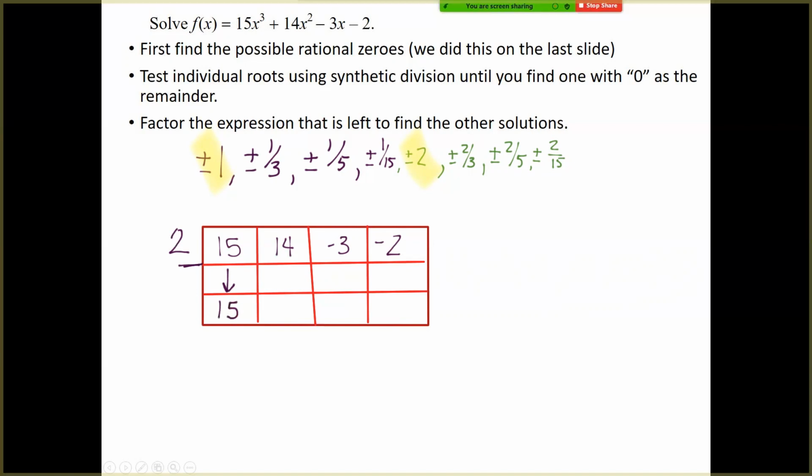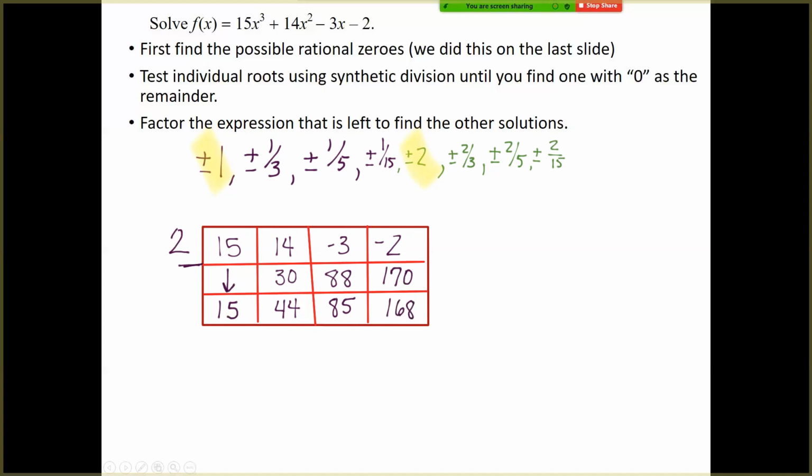And then what do we do to get the middle? How do we get this middle number? Multiply. I'm going to take 2 times 15, which is 30. Then I'm going to add. What's 30 plus 14? 44. Then I'm going to multiply. 44 times 2 is 88. 88 minus 3 is 85. 85 times 2 is 170, which gives me 168. Did I get a remainder of 0?